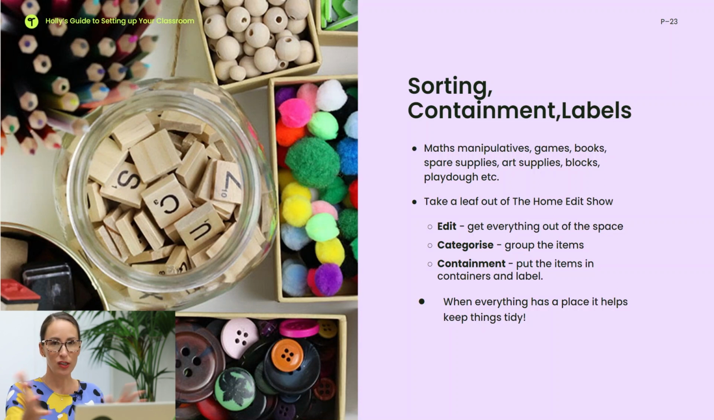So it might just be the different shelves and things that you've got in your classroom. Take everything out of the space and categorise. So group the items based on, are they games? Put the piles of books together. Put all your maths manipulatives together. Put your Play-Doh together. Put your pencils together. So categorise the items and put the items in containers and label.